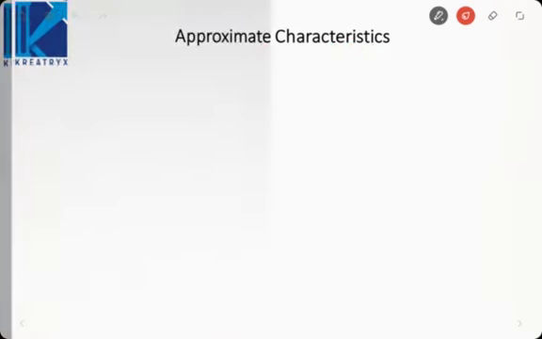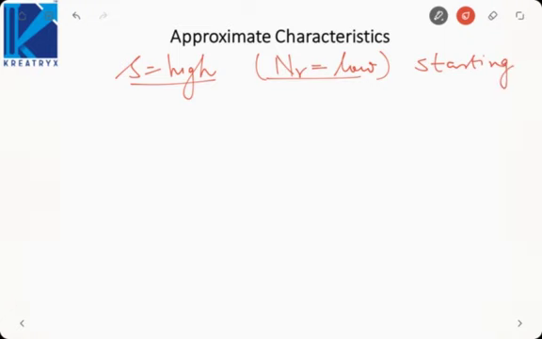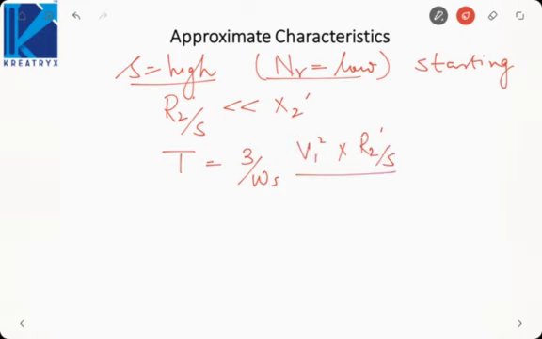Next, consider the other case when slip is high. Slip is high means Nr is low. That means the starting characteristics. When the motor is just starting, the speed will be low, so slip will be high. In that case, R2 dash by S is much less than X2 dash. So torque will be 3 by omega S, V1 square into R2 dash by S divided by X2 dash square. So here torque is inversely proportional to slip.